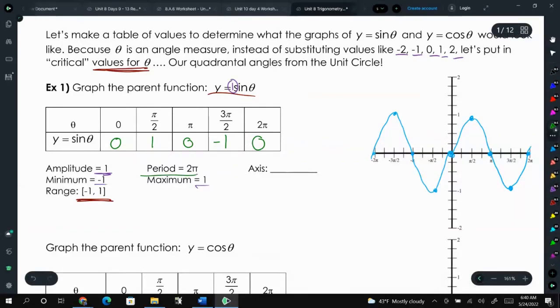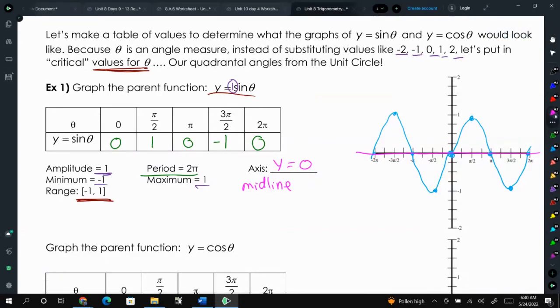Period, this is a new term. A period is how often the function repeats itself. So every 2 pi in the x direction, the sine function starts repeating itself. And then axis, sometimes called the midline, that's where the middle of the graph is. The middle right here is at y equals 0. Now, obviously, when we start translating this, we're going to be shifting up and down.